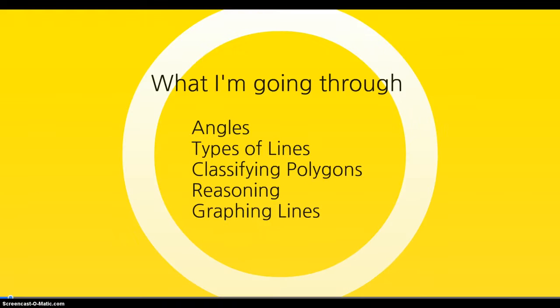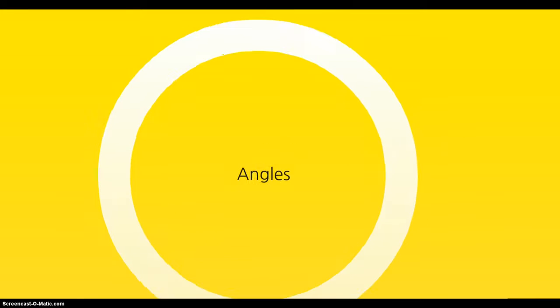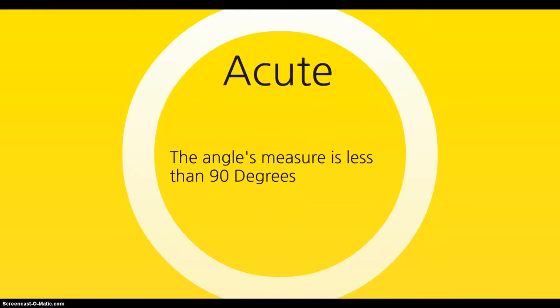What I'm going to be going through today is angles, types of lines, classifying polygons, reasoning, and graphing lines. First of all, let's go through angles. There are three types of angles. The first type is acute.